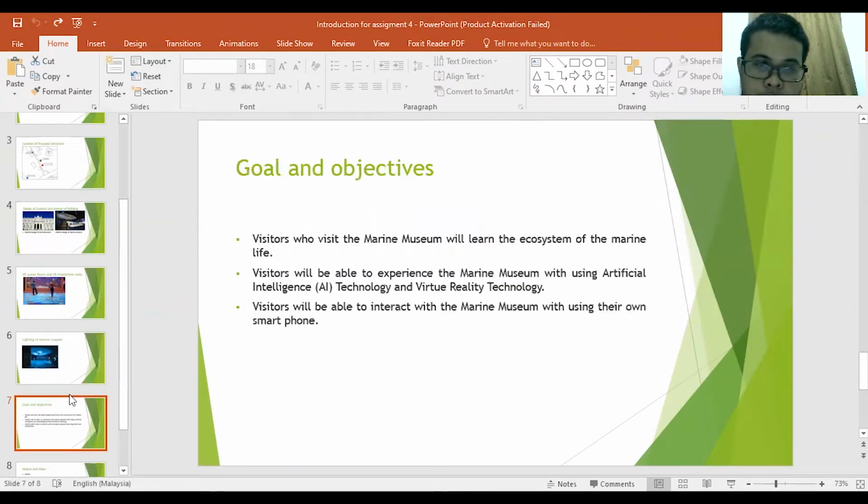Next slide is goal and objective. The first point is that visitors who visit the marine museum will learn the ecosystem of marine life. The second point is that visitors will be able to experience the marine museum using artificial intelligence (AI) technology and virtual reality technology. The last point is that visitors will interact with the marine museum using their own smartphones.